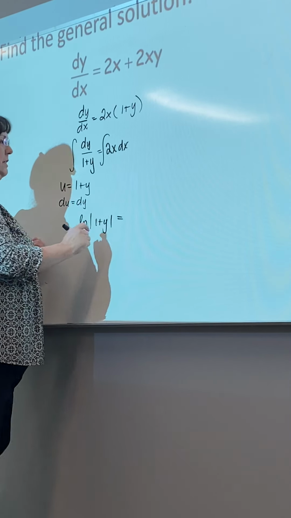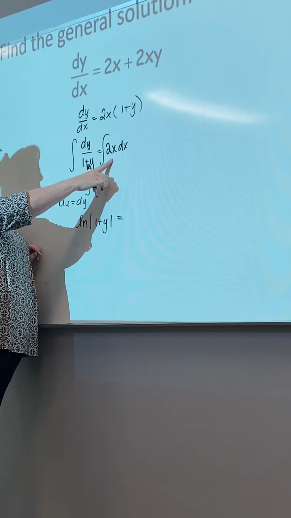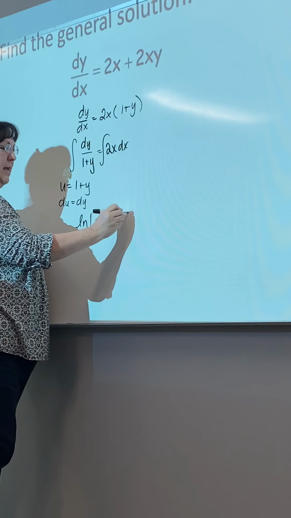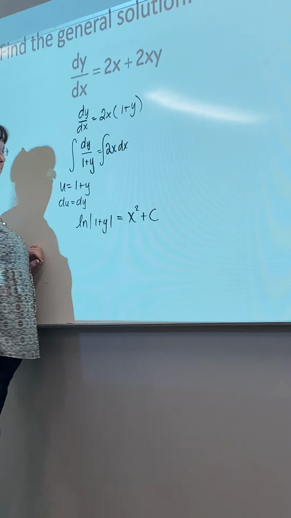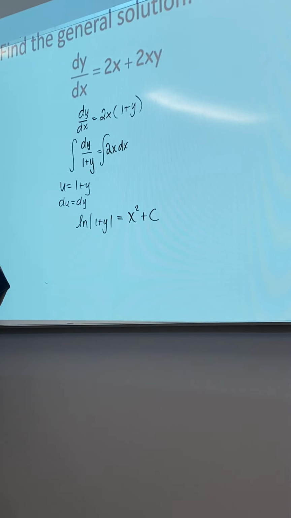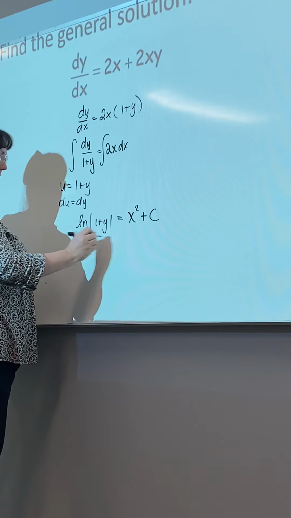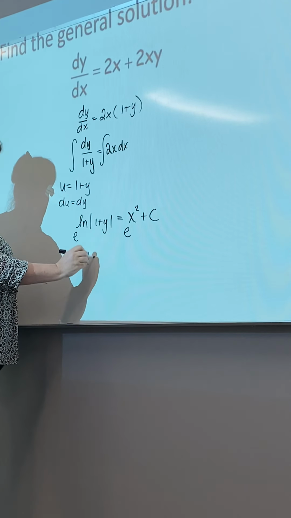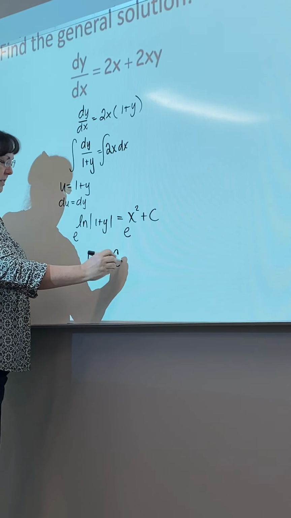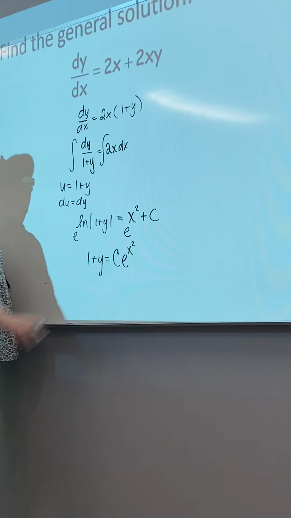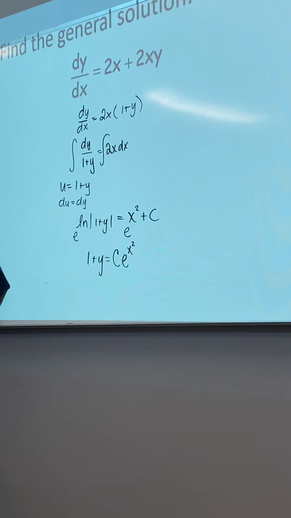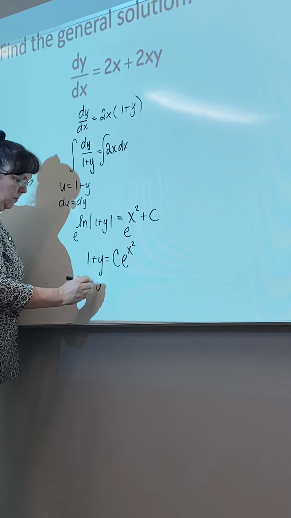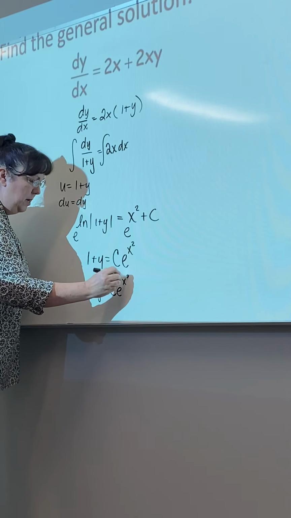Equals. Antiderivative of 2x? X squared plus c. And to get rid of the natural log, we're gonna e both sides. So 1 plus y equals c e to the x squared. I'm skipping the step of writing that as e to the x squared times e to the c. And then subtract 1. Y equals c e to the x squared minus 1.